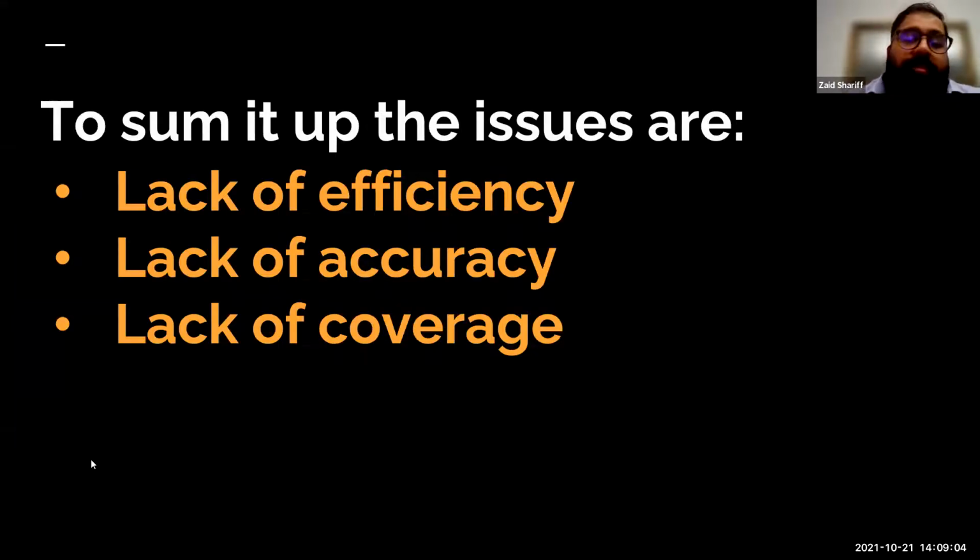Just to sum it up, the issues are lack of efficiency, lack of accuracy, and lack of coverage. So we're trying to increase efficiency. We're trying to ensure that you're either 100% accurate or you're really dang close, and then provide additional coverage in those areas.